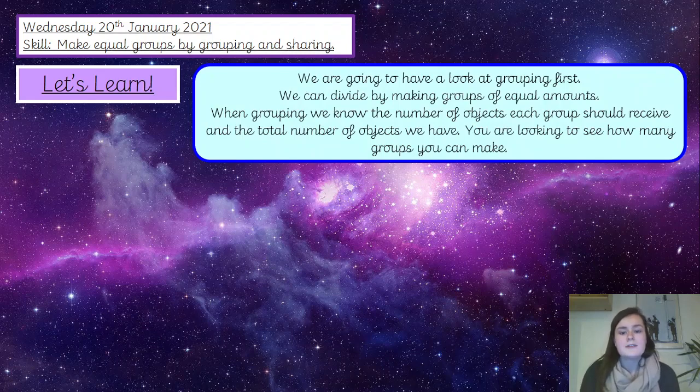So we are going to have a look at grouping first. We can divide by making groups of equal amounts. Let me say that again, that didn't make any sense. When we're grouping, we know that the number of objects each group should receive will then total the whole amount of objects that we've got. So if we've got 10 apples, we know that once we've grouped them, although they'll be in a smaller group, altogether there will still be 10 apples. We're not going to add any more or take any away, they'll still be the same number.